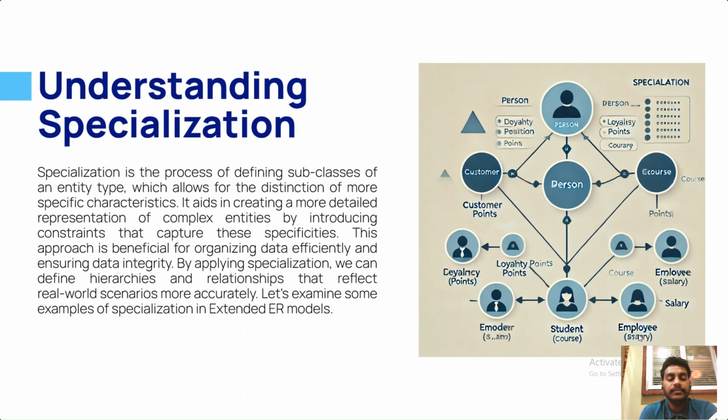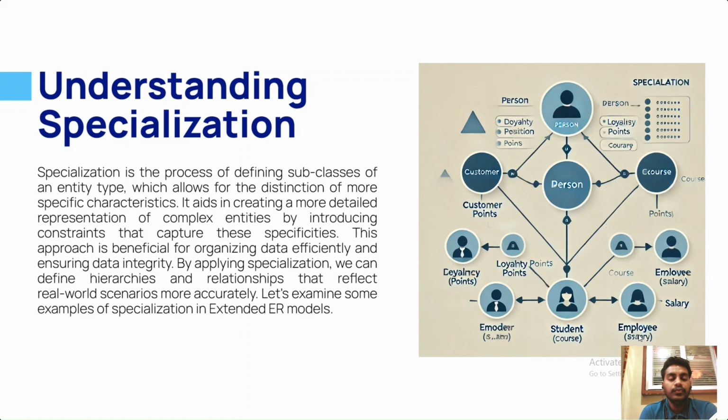Considering an entity set person, this entity set can be divided into customer, student, and employee based on their roles. Here, person is a superclass and customer, student, and employee are subclasses. There exists an ISA relationship between the superclass and its subclasses. Specialization is represented in an ER diagram using a triangle component that connects the superclass to its subclasses.